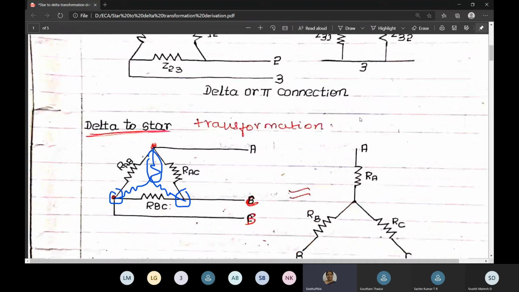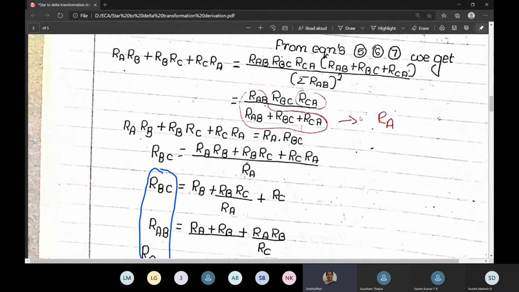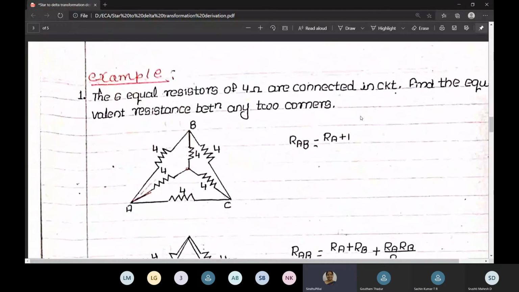So when we do the problem, we'll understand. Hope you understood the derivation now. You have to copy this derivation correctly in the notes. I'll just tell one example here.